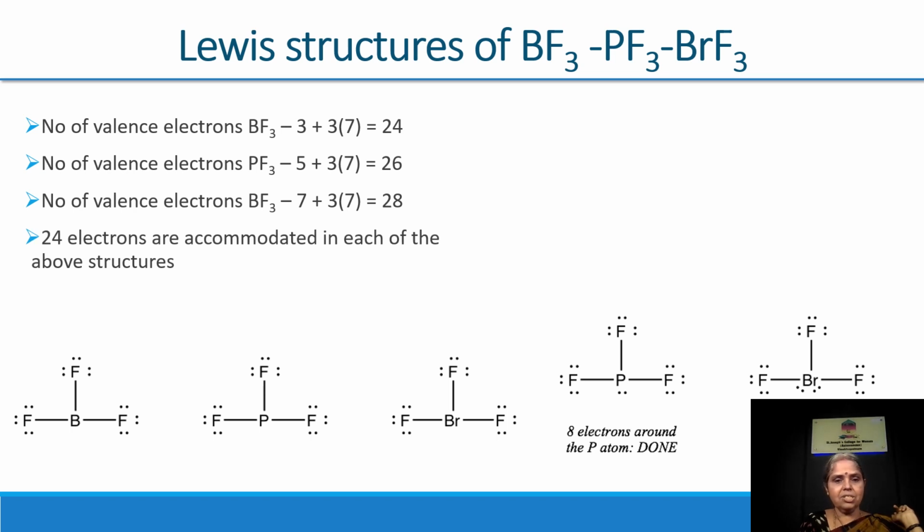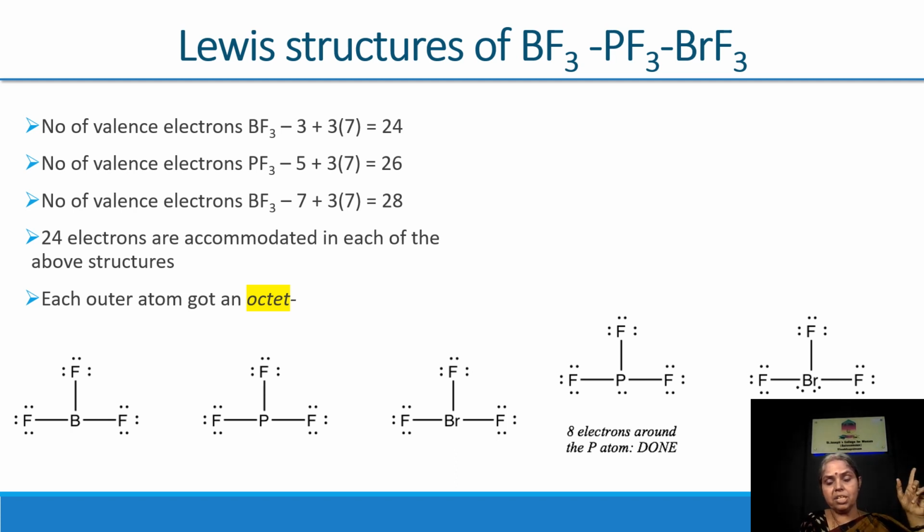This is the rough skeleton structure. 24 electrons are accommodated in each of the above structures. You can see in all these structures 24 electrons are comfortably allotted. How 24? For connecting the 3 bonds, 6 electrons are used. Each fluorine anyhow will get 6 electrons. So, automatically in all these 3 structures 24 electrons are already accommodated. Then you can see each outer atom got an octet. Fluorine is the outer atom in each of the examples. So, fluorine definitely got an octet.